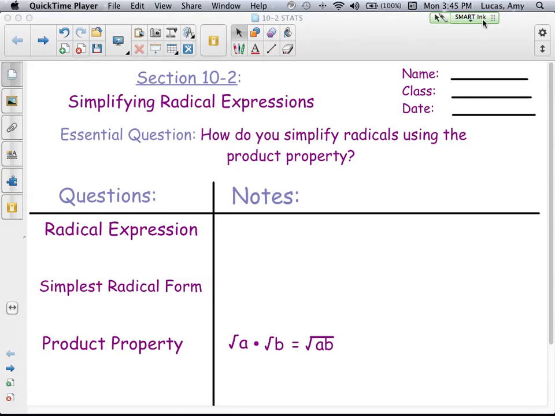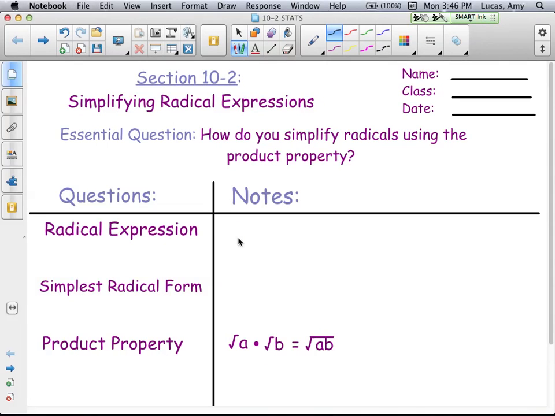Our lesson today is 10-2, Simplifying Radical Expressions. Our essential question says, how do you simplify radicals using the product property? So a radical expression is an expression that has a radical in it, and radical means square root. So an expression with a square root in it.